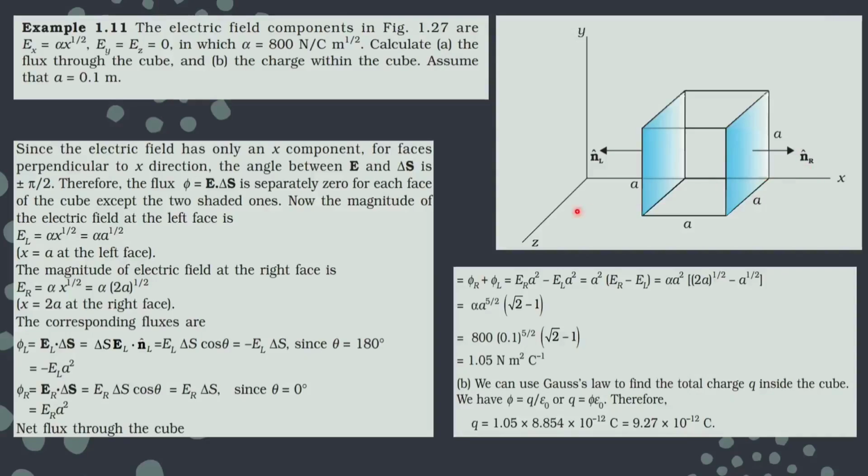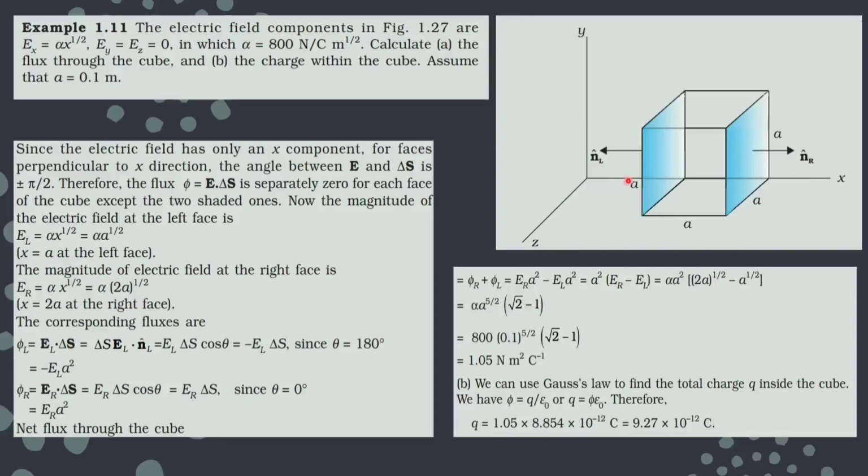You can find the flux which is given by E dot ds for each face. Because there is no electric field along y and z directions, no component of the flux will be there. No flux will be there along the y and z direction, only flux will be along the x direction. So you can write the values for electric field by using this equation. On the left face it is alpha x power 1 by 2, and x is given as A. This distance is given as A.